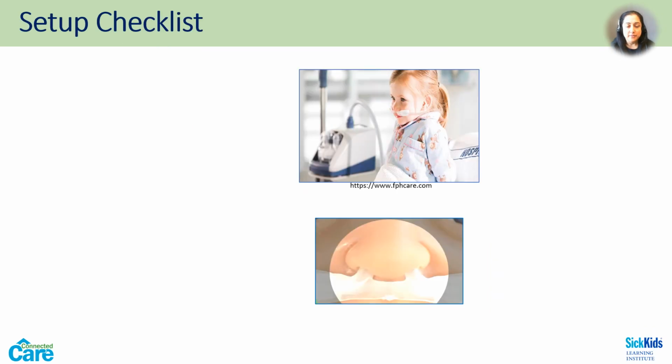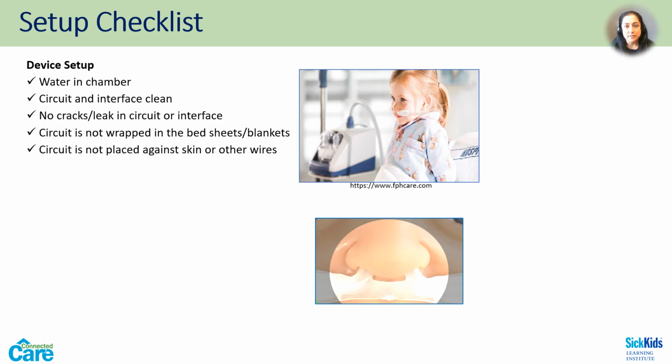When setting up the device, there are a few checks that should be in place. So when checking the device, ensure that there is proper level of water in the chamber. The sterile water bag attached is changed as needed. It does not need to be changed every 24 hours. The circuit, or the tubing and interface, are clean. Ensure that there are no cracks or leaks in the circuit or the interface, that the circuit is not wrapped in bed sheets or blankets, and that it's not placed against any skin or other wires.